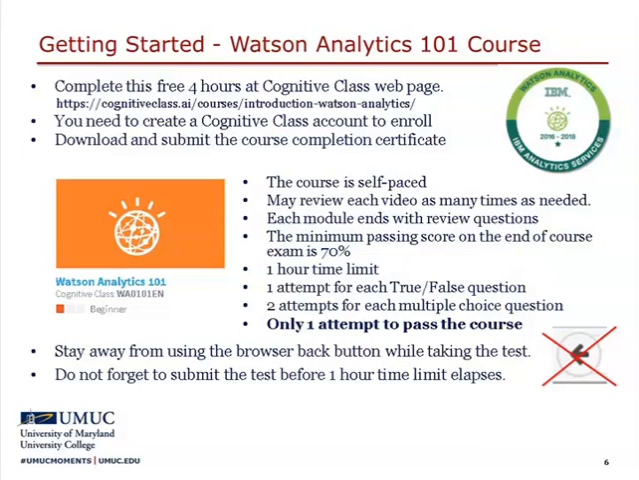You have to get a 70% average score. You have 1 hour to take the test. For true and false questions, you have one attempt. But some questions are multiple choice, or say select all that apply, and the question may have more than one correct answer, so you get 2 attempts for those. Only 1 attempt to pass the course, but if you don't pass, contact me, I'll tell you what to do, but let's cross that bridge if we get there.